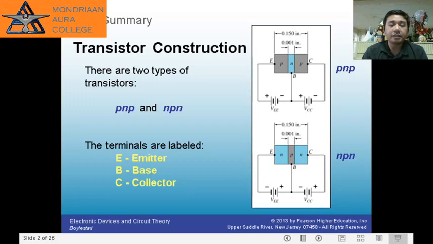Bipolar means that two charges are responsible for current. Kung halimbawa ang electron ay nagmo-move pa kaliwa, ang hole naman ay nagmo-move pa kanan. So two charges are responsible for the flow of charges or current.